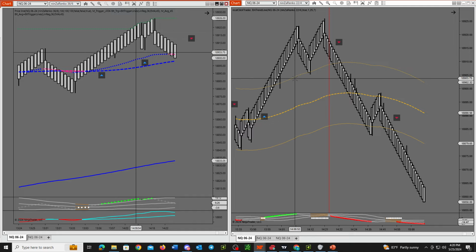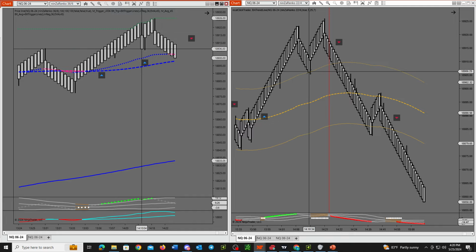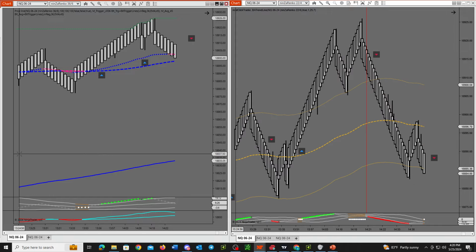Okay, and then you get a 1 bar pullback there. You come back, touch the channel again, and it's up close plus a tick, and you know you've got at least 5 points on that.